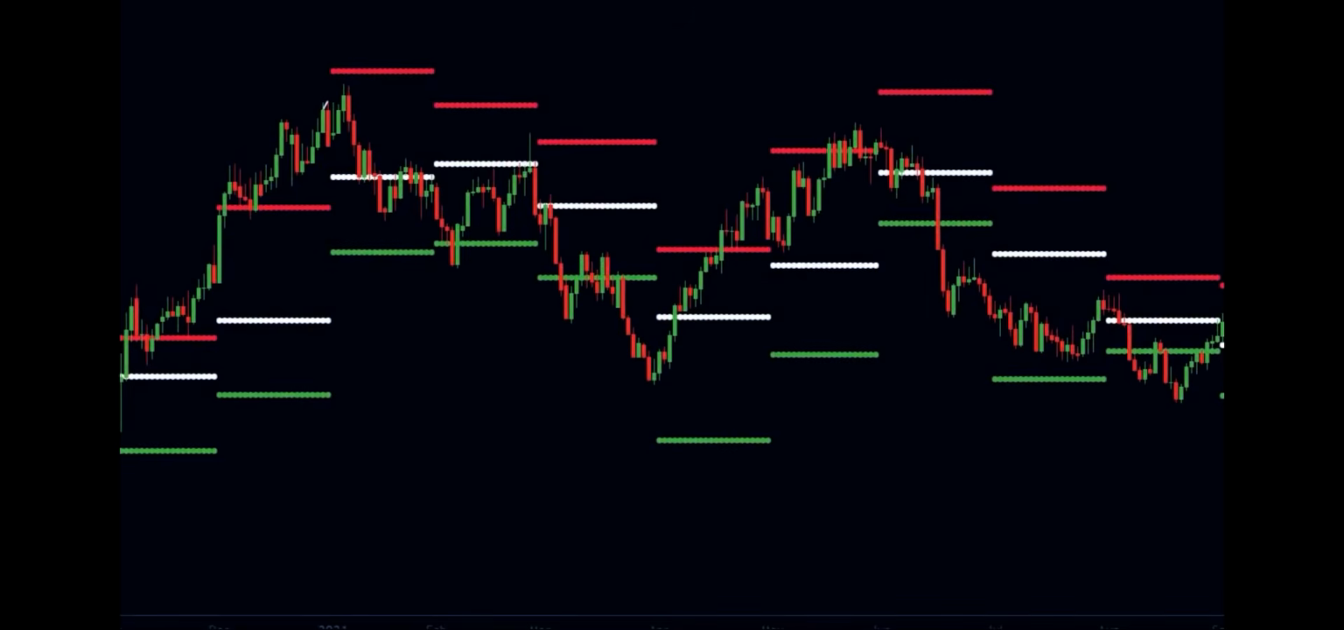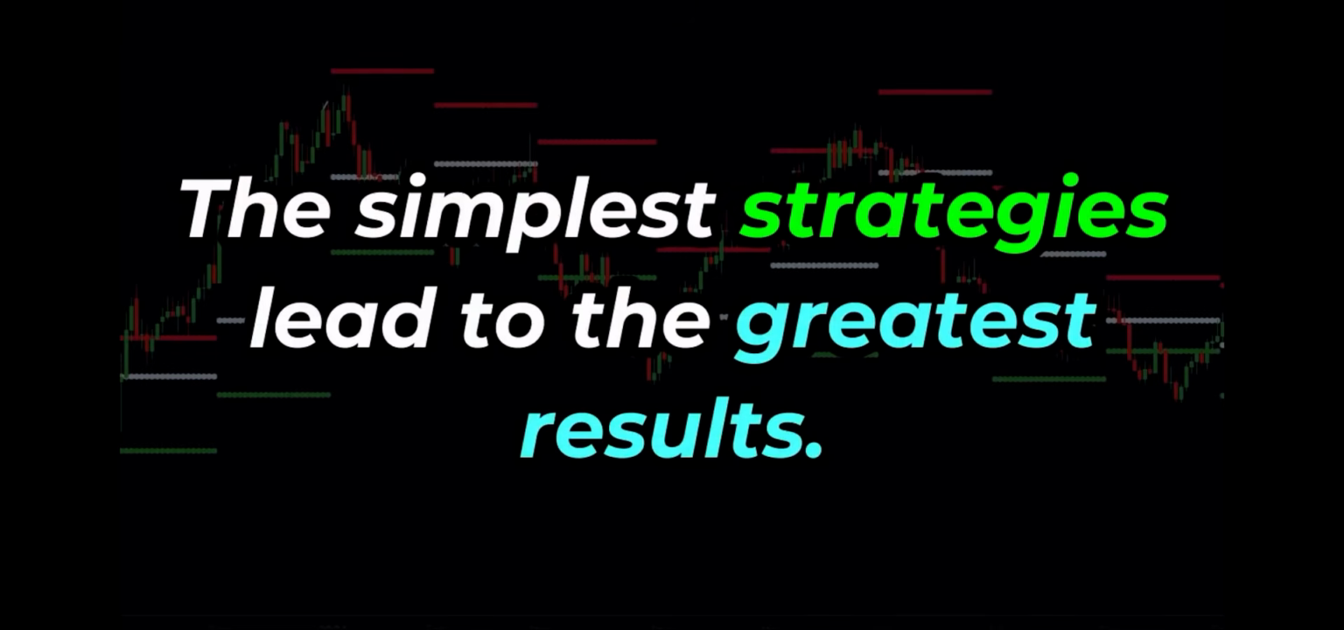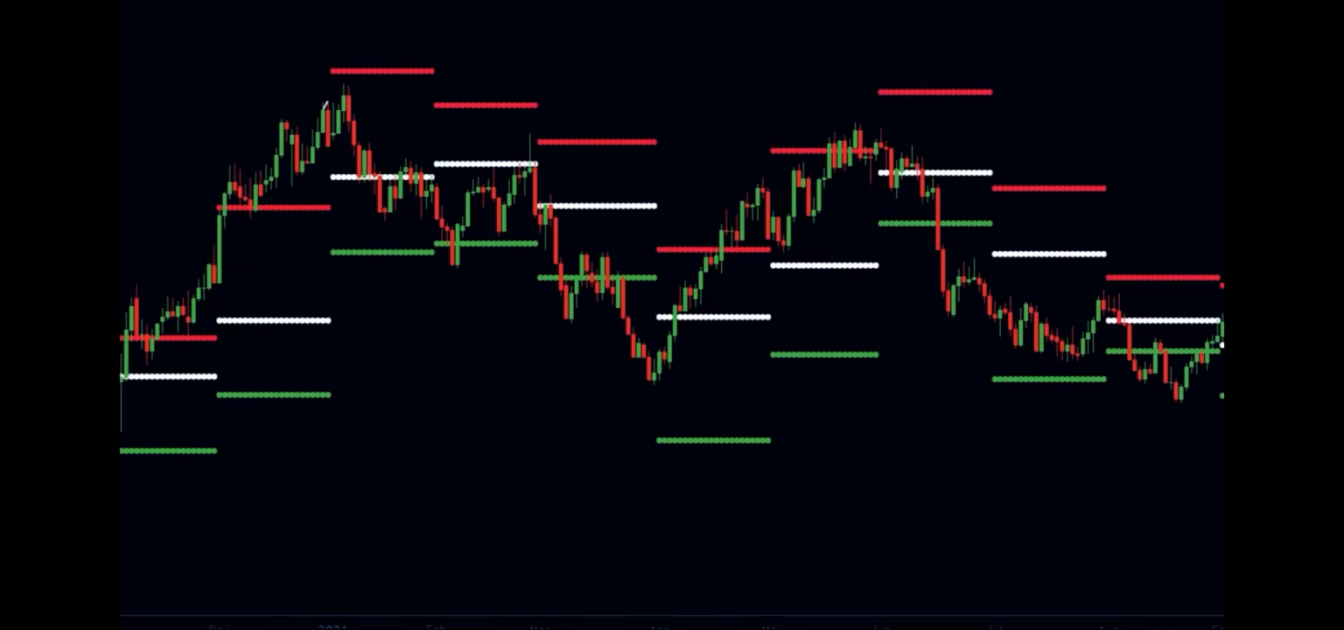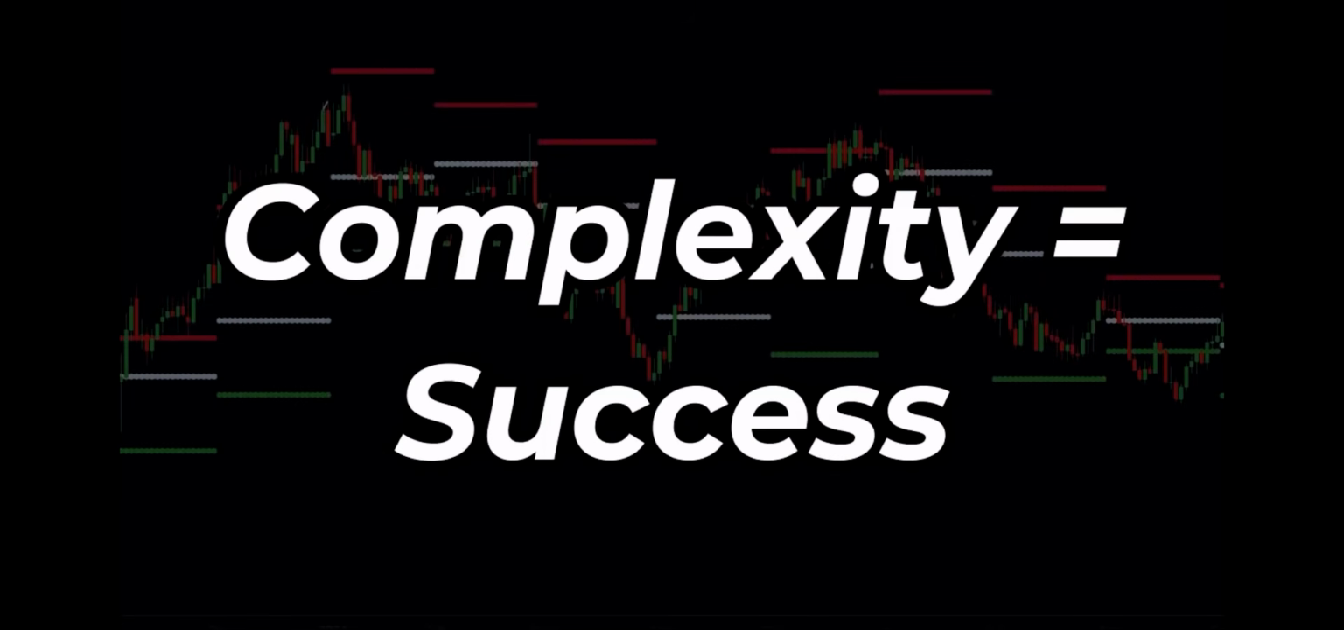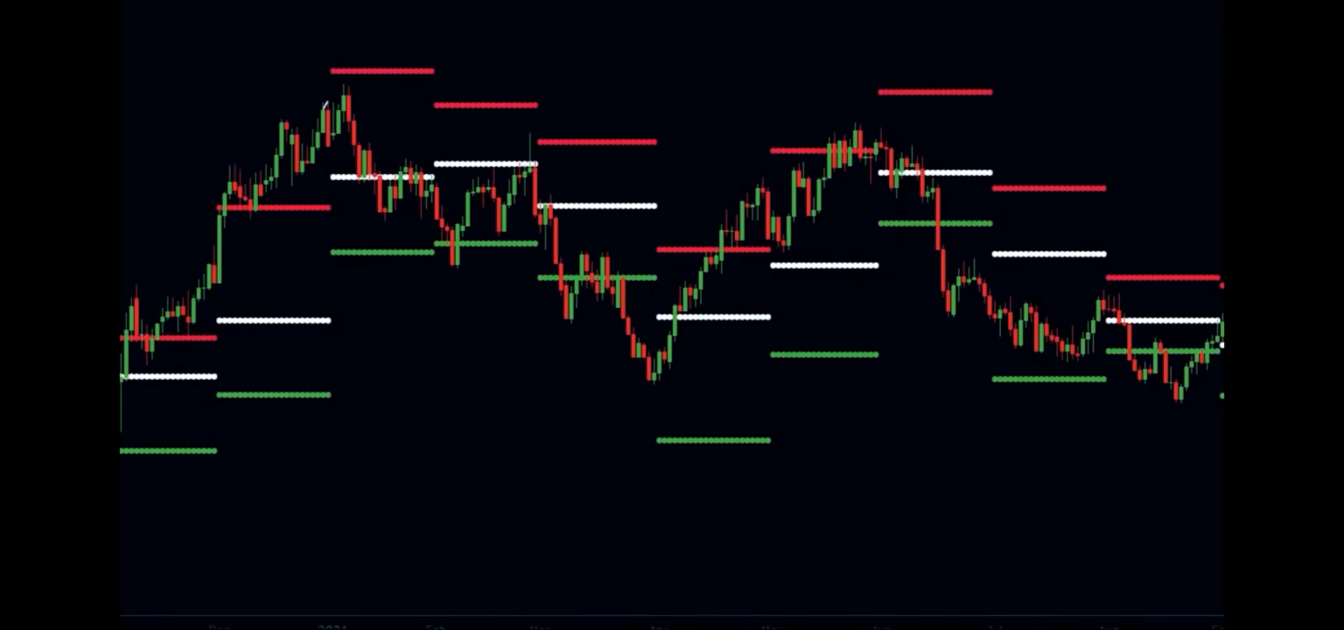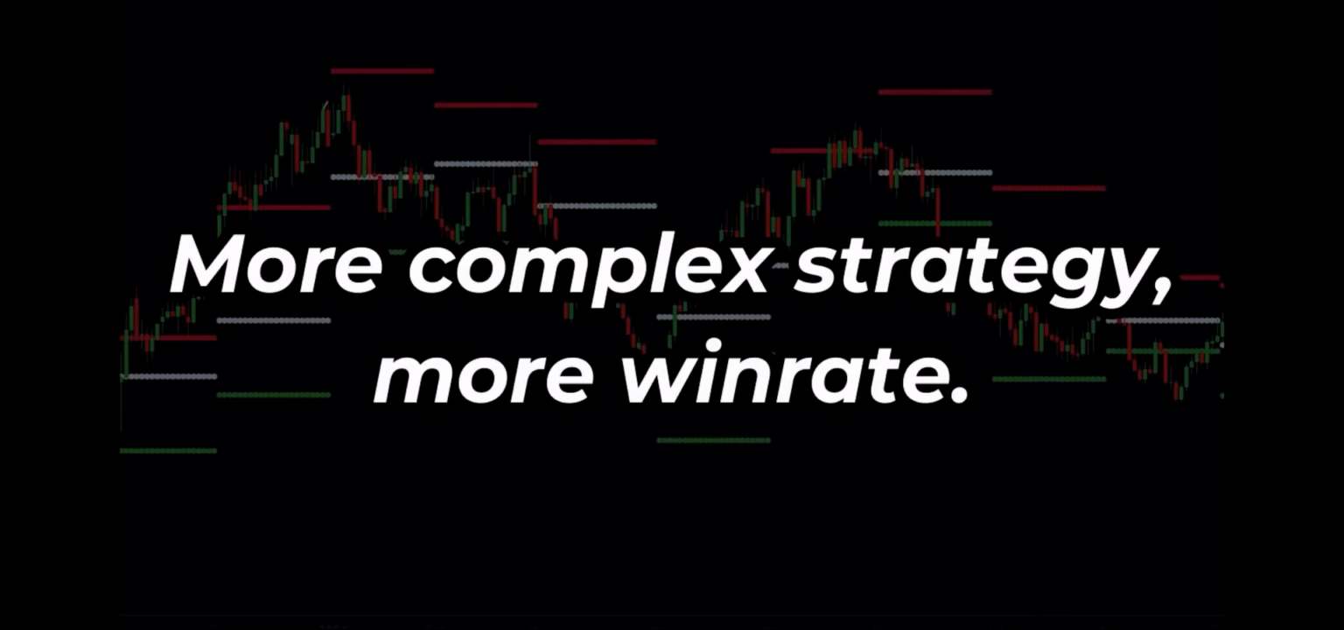I have realized one thing: oftentimes, the simplest strategies lead to the greatest results. We as traders often fall prey to complex trading systems. We think that the complexity is directly proportionate to the success rate of the strategy. Therefore, we think that the more complex the strategy, the more money you will make.